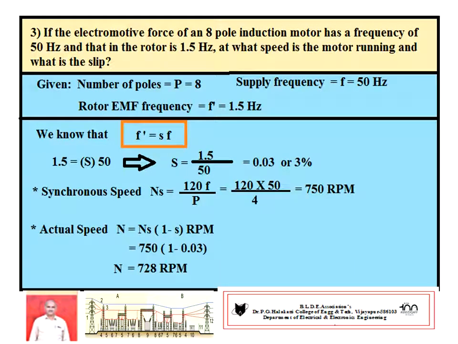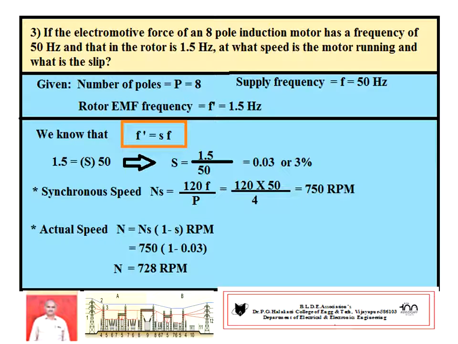Go for the next problem. In this problem also the number of poles is given, 8, sir. Supply frequency is given, 50 Hz. Rotor EMF frequency, that is F dash, is given, 1.5 Hz. Then F dash is given, F is given. We are knowing the relation: rotor induced EMF frequency F dash equal to slip times supply frequency. From this expression, it is possible to calculate slip equal to F dash by F. Then S equal to, you are getting 0.03 or 3%.